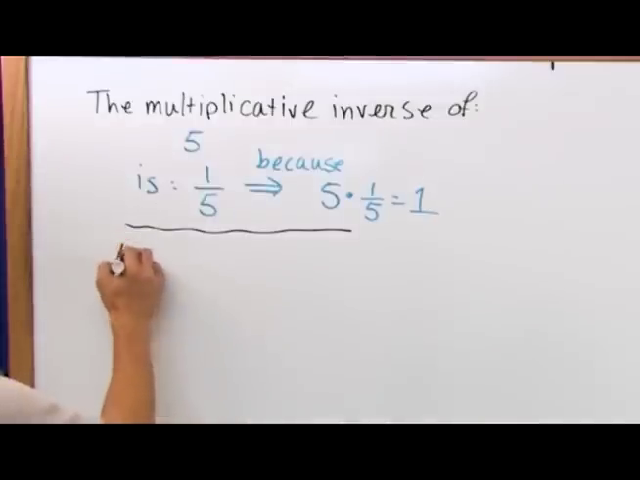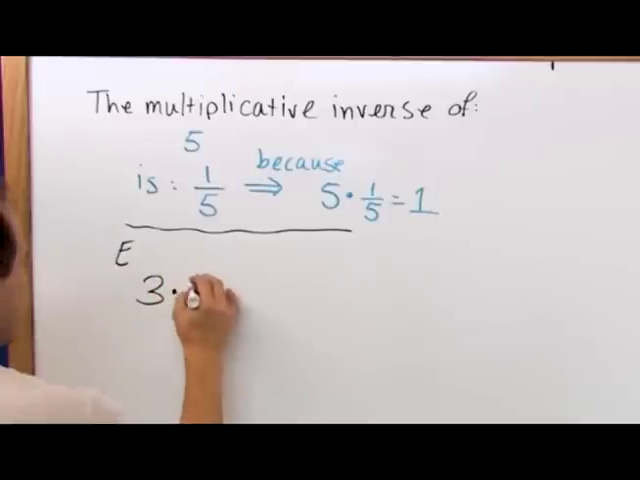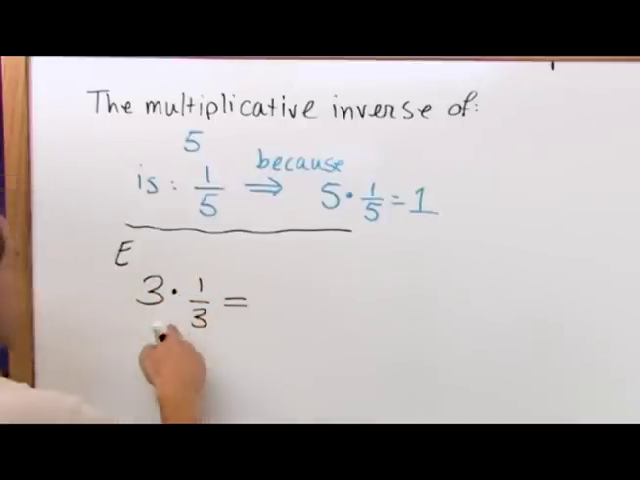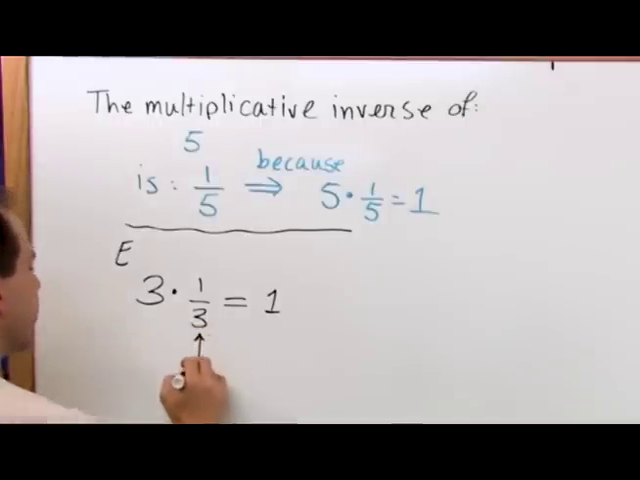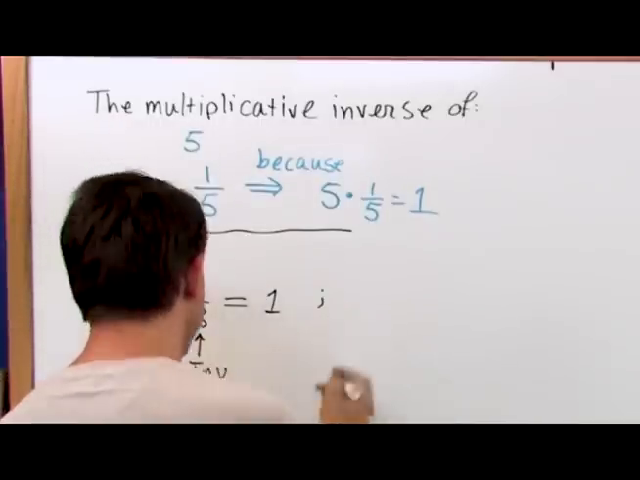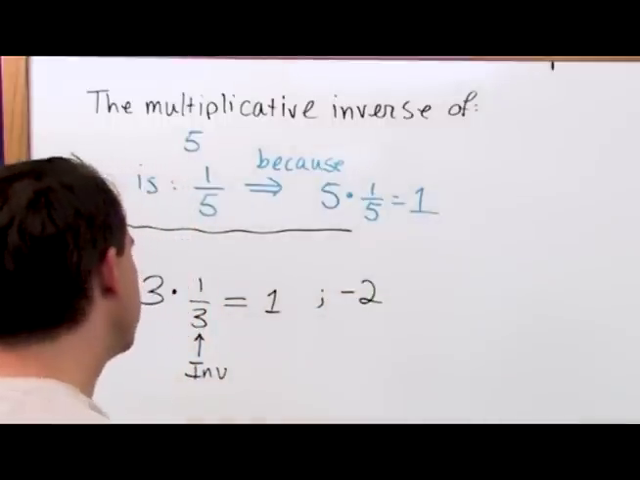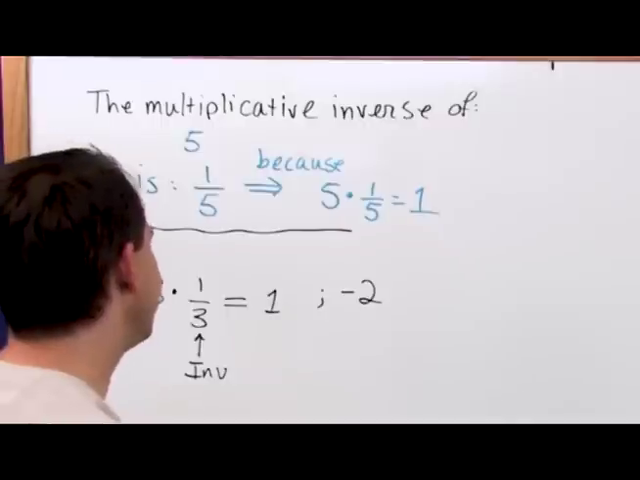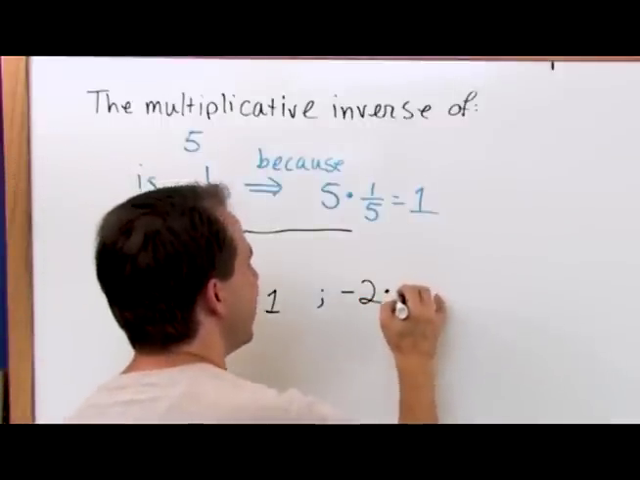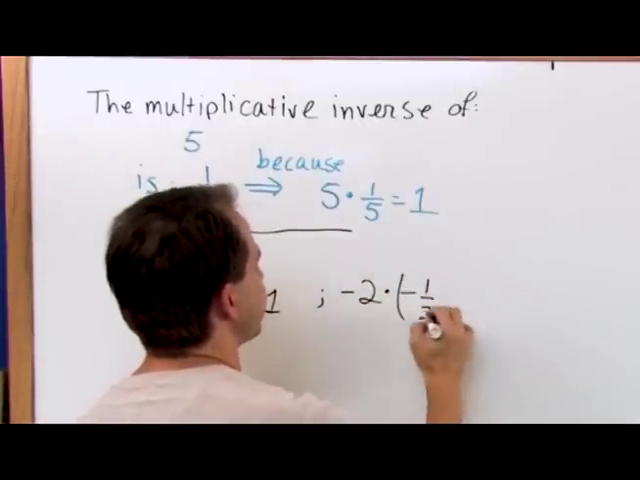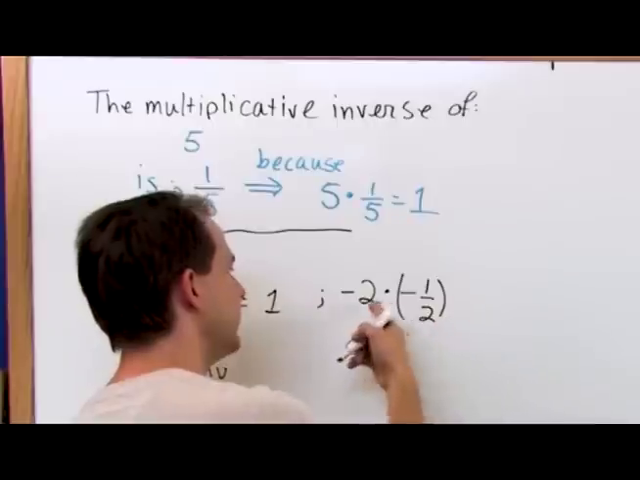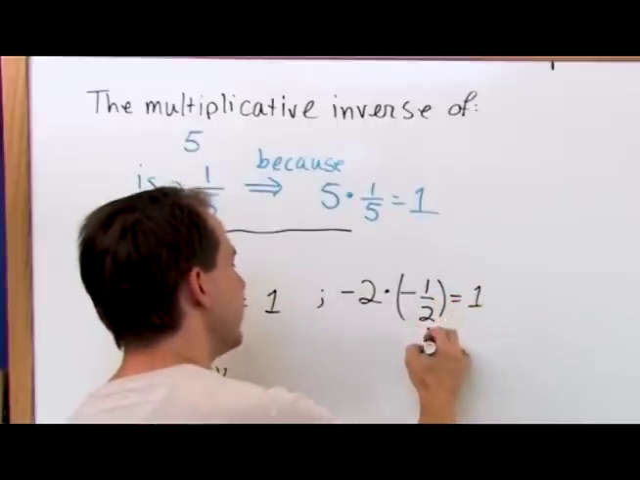Some more examples. The multiplicative inverse of the number 3 is 1/3 because when you multiply these things together, you get 1. So this number is called the inverse of the number 3, the multiplicative inverse of the number 3. Another example: the multiplicative inverse of the number -2. What number can you multiply by -2 to give you a positive 1? Well, you have to multiply by -1/2. Negative times negative gives you positive, and so you'll get a 1. So this number is the inverse.